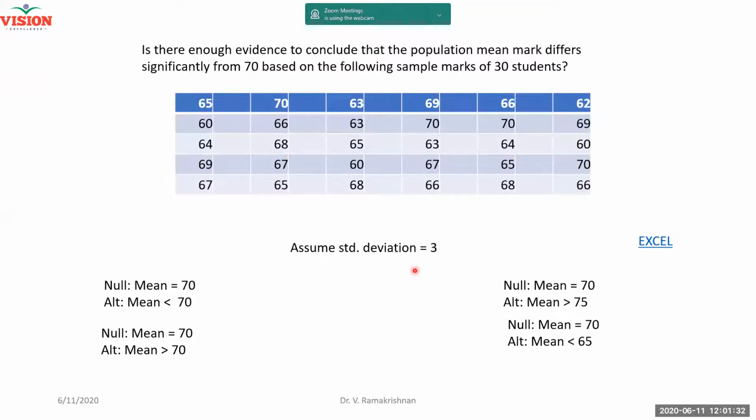Now, there can be different statements. Null is, mean is 70 in all the cases. Alternatives: mean is less than 70, mean is greater than 70, and mean is greater than 75, mean is less than 75. These are all the possible hypothesis statements.